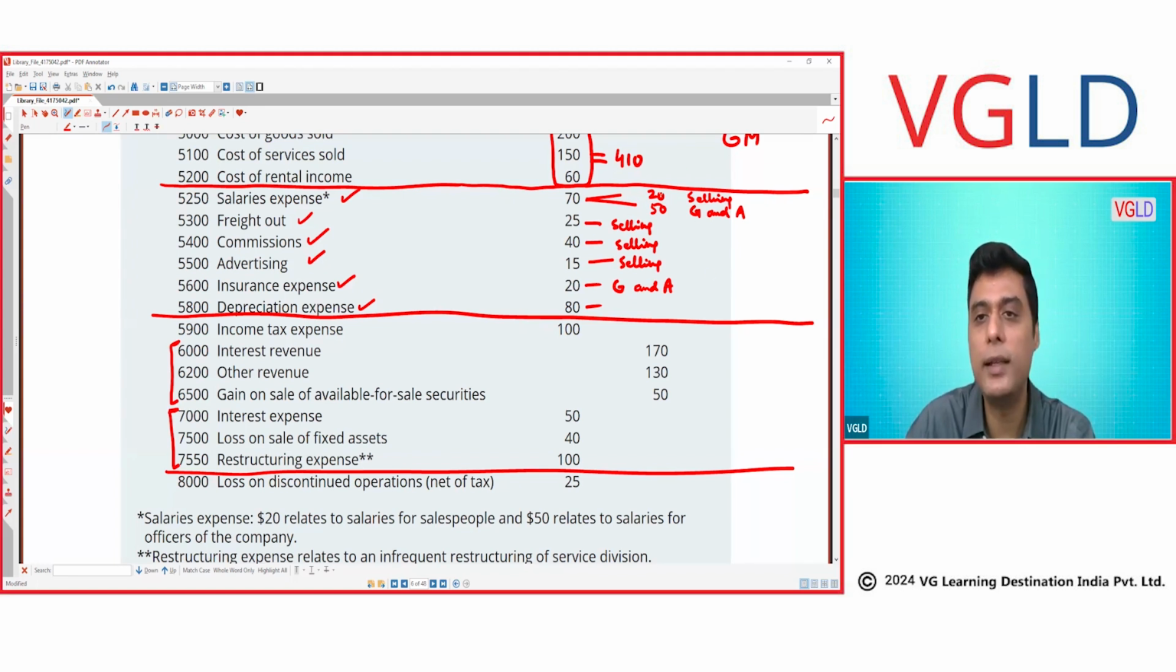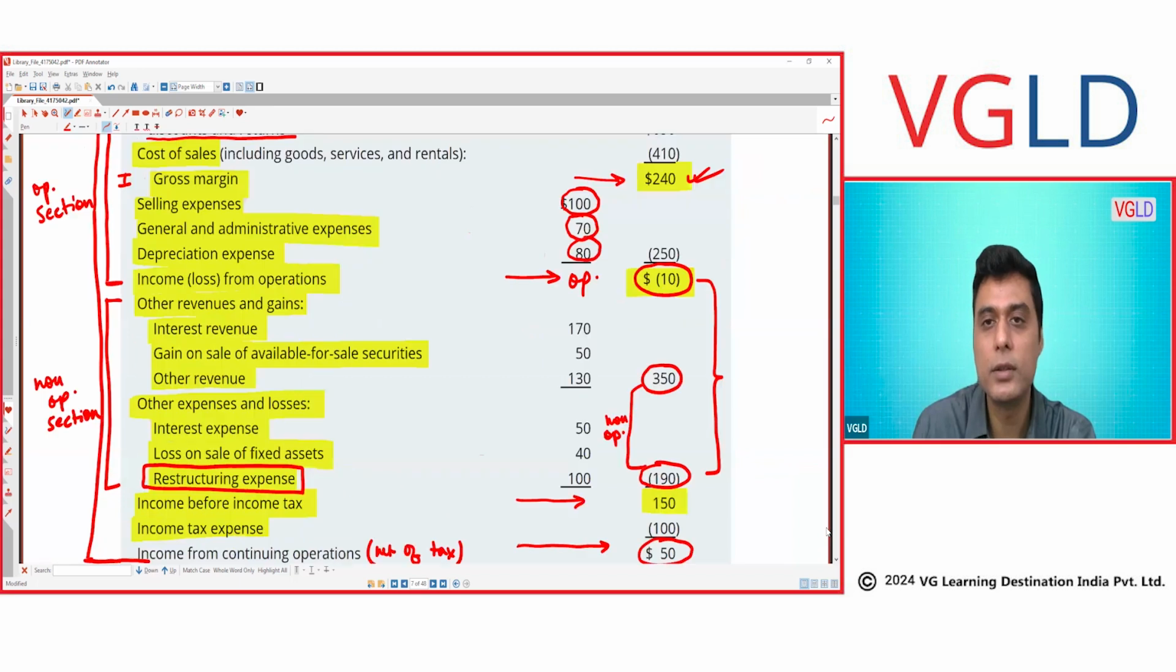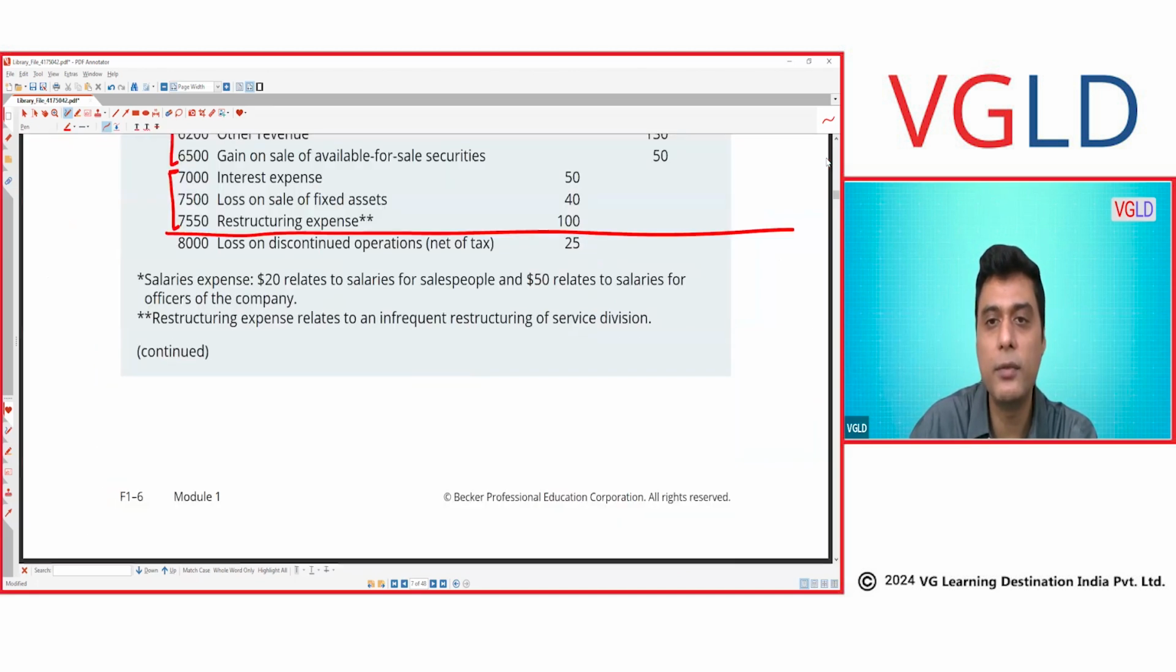So selling is 20 from this and then these three. This is 80, right? 80 and the 20 from the salaries. So 100 is the selling expense. Depreciation is 80 as it is. So let's look at these two first. Yes, selling is 100, depreciation is 80. Correct? General administrative.